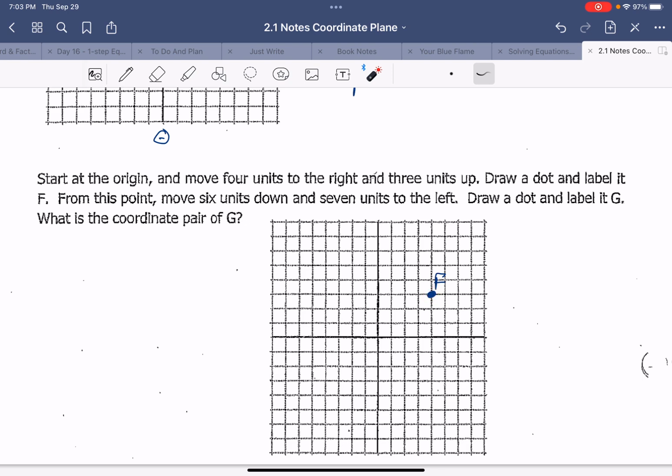Okay. Once you've labeled it G, what is the coordinate pair of G? So your coordinate G should be right here. And you should have found that G is -3, -3, which puts you in quadrant 3.